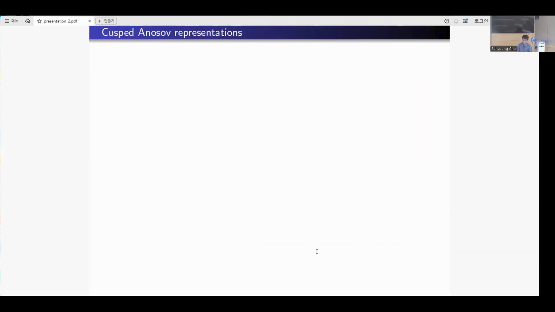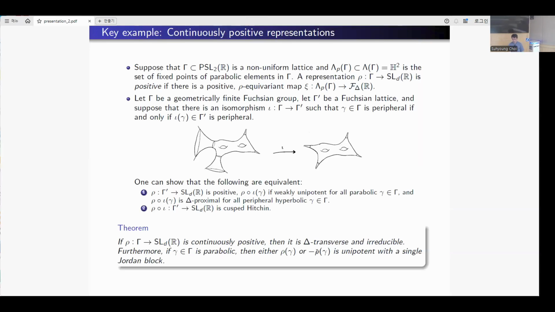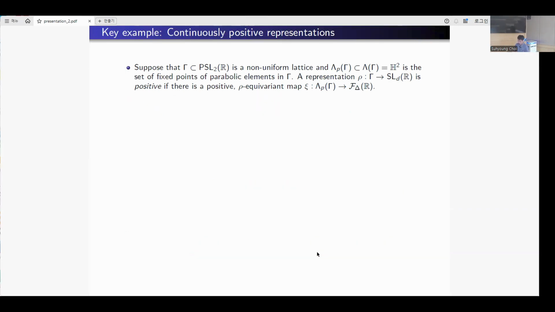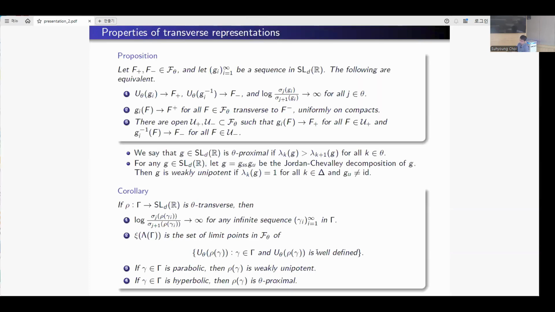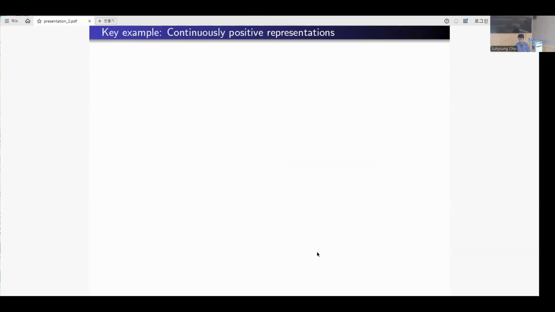Okay, the next thing I want to discuss are these things called cusped Anosov representations. Basically the motivating question is, for these transverse representations there are a few things I can say, like in this corollary. But in the case when gamma is a geometrically finite group, when I have some finiteness, what more can I say? That's the motivation of the next part. So here I'm going to introduce these cusped Anosov representations.